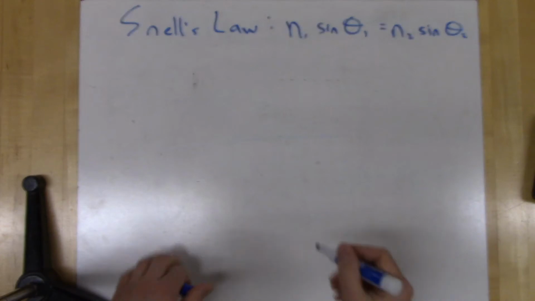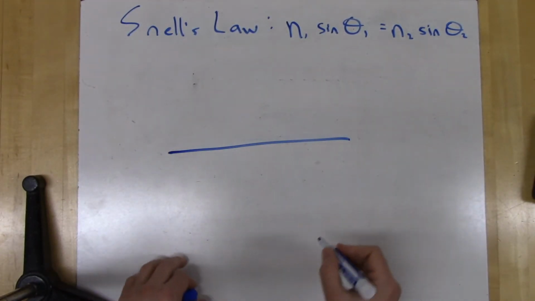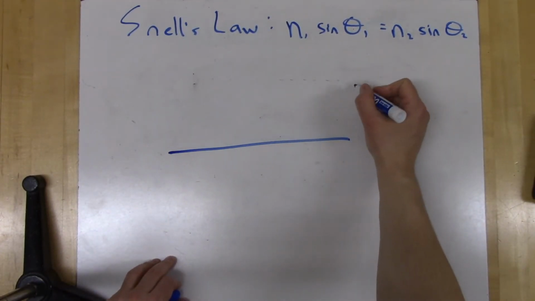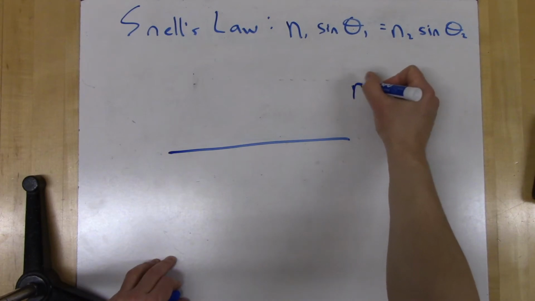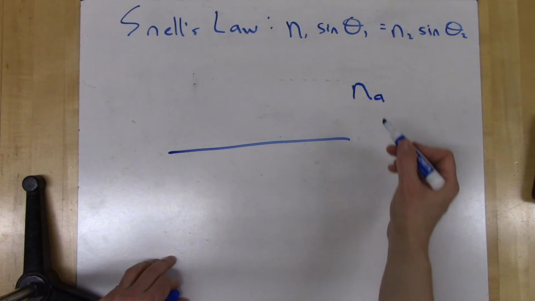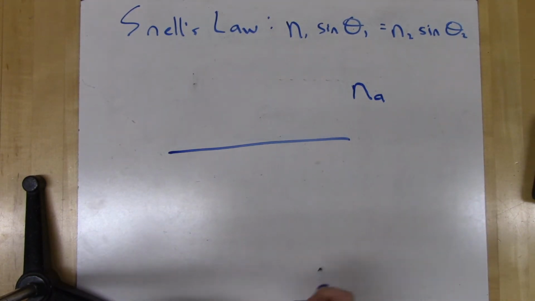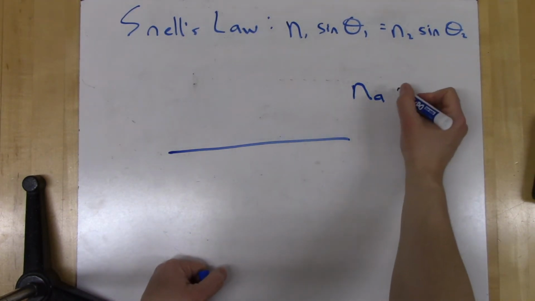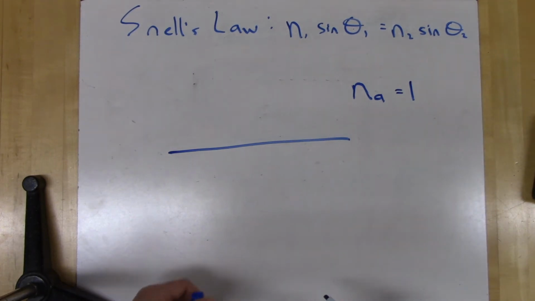And let's unpack that a little bit. Let's create a boundary, and above this boundary we're going to put air. We'll say this is the N of air. By the way, what we mean by N is the index of refraction. It's just a number that describes that material. In this case, the N of air is equal to 1. No, actually, that's true of all the cases.